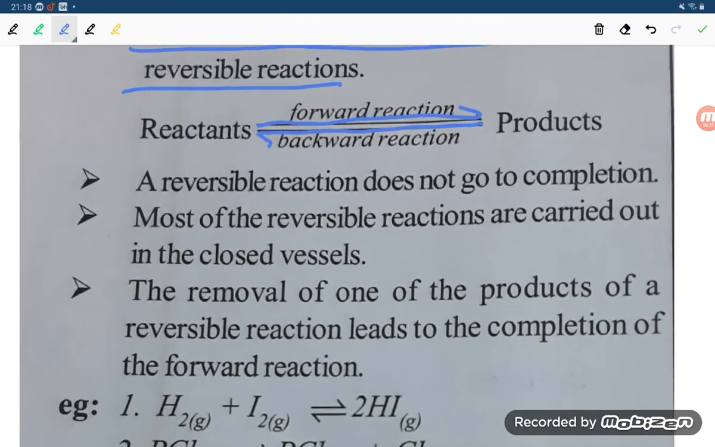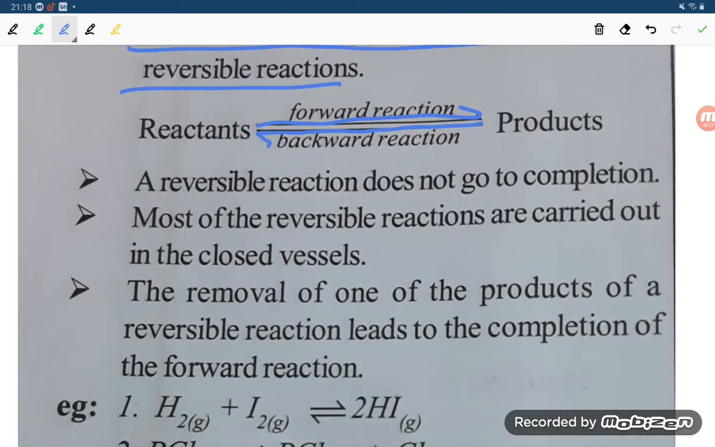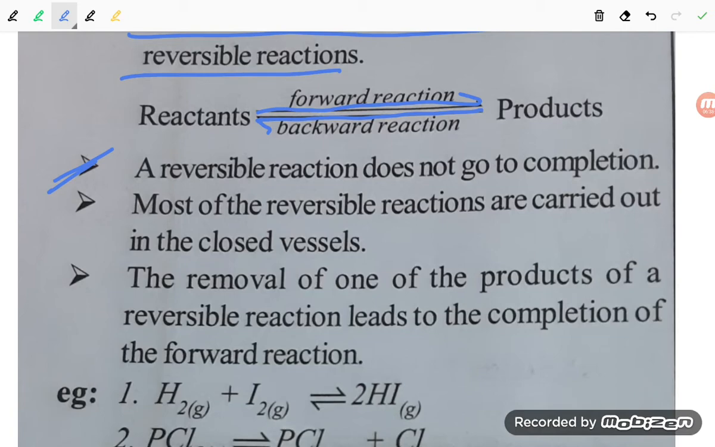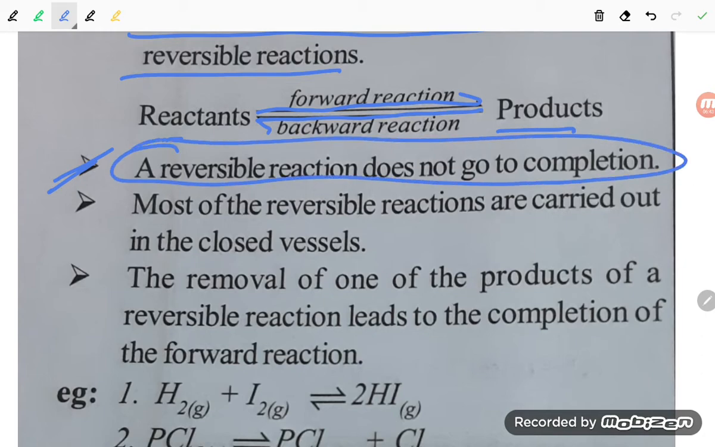A reversible reaction does not go to completion. A reversible reaction will never convert completely, because product is converting into reactant and reactant into product. So a reversible reaction does not go to completion. Most reversible reactions are carried out in a closed vessel. When you are talking about reversible reactions, they are always carried out in a closed vessel.